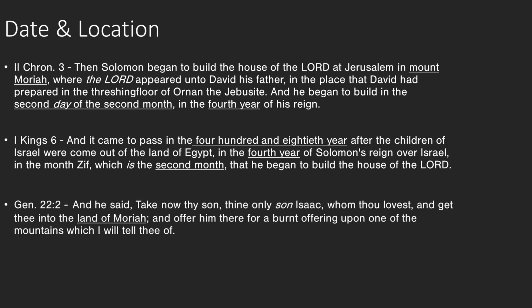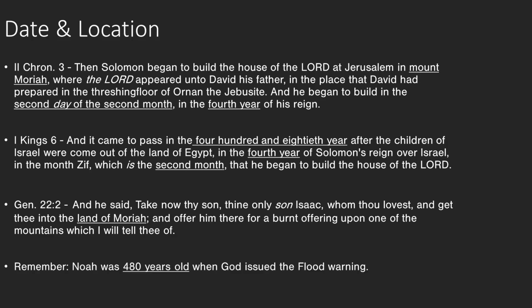Genesis 22, verse 2. This is God speaking, and he said, Take now thy son, thine only son Isaac, whom thou lovest, and get thee into the land of Moriah, and offer him there for a burnt offering upon one of the mountains which I will tell thee of. I wonder which mountain it was. And please remember that Noah was 480 years old when God issued the warning of the flood. Lots of things falling into sync in this story, and we haven't even started building.